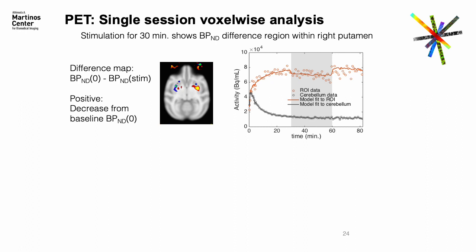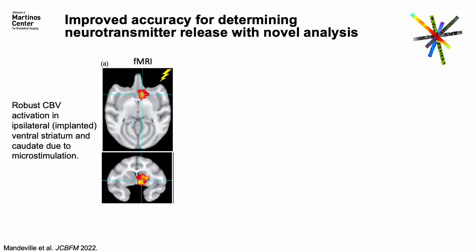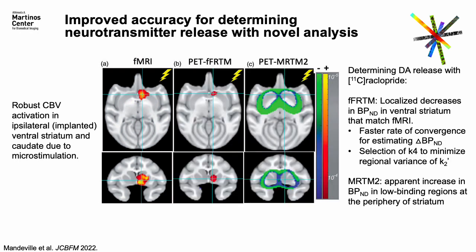Now, the simultaneously acquired PET data suggests that there are also activation periods at the single session voxel-wise analysis. And this is true for longer periods of stimulation of 30 minutes, or shorter ones where we have a 10-minute on-off block design. At the group level analysis, we again find robust CBV activation in the ipsilateral ventral striatum due to the microstimulation.